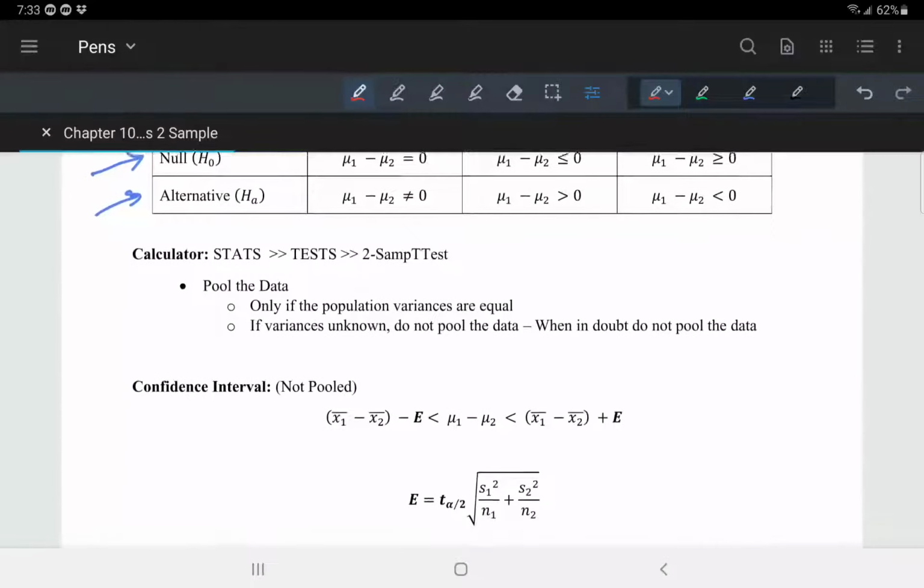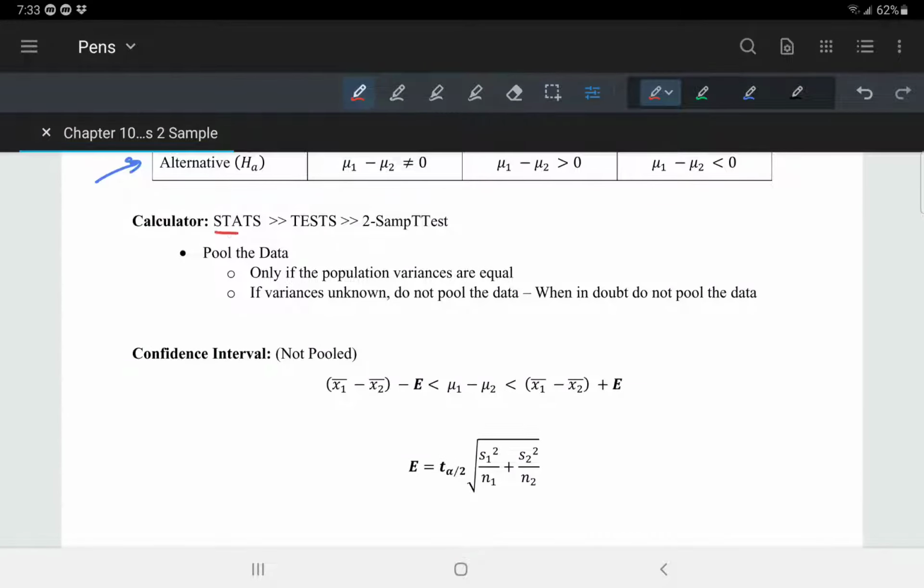Our calculator can perform the test for us, so you'll go to Stats, then Tests, and you'll be looking for the two-sample t-test. It will ask if you want to pool the data. Only pool the data if the population variances are equal. If the variances are unknown, then do not pool the data. When in doubt, just don't pool the data.